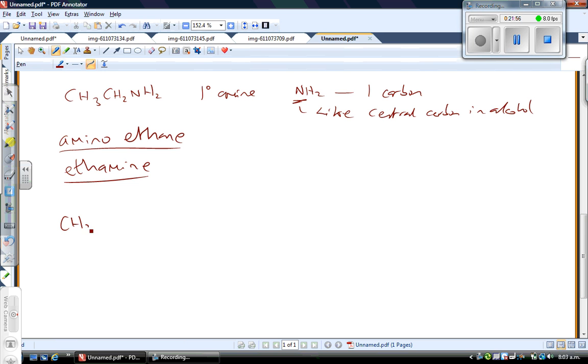Another example, a bit more complicated now. Take a look at this one, CH3, CH2, CH2, NH, CH3. Okay, this compound here, you can see the nitrogen is actually sandwiched between 2 carbons. So this is a secondary amine. Now to indicate that, the nitrogen is essentially splitting this molecule up at this point here.